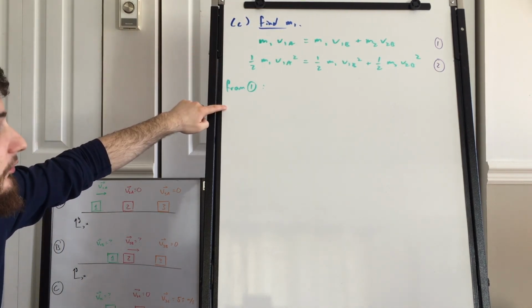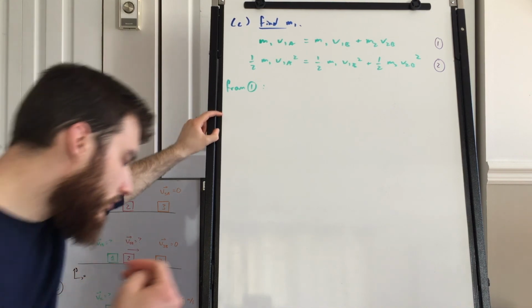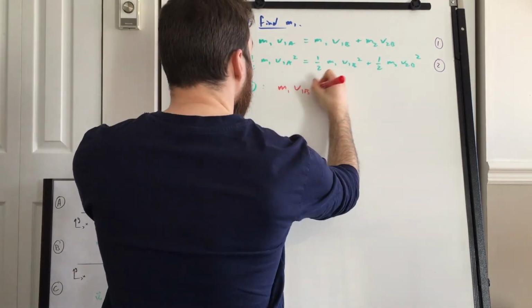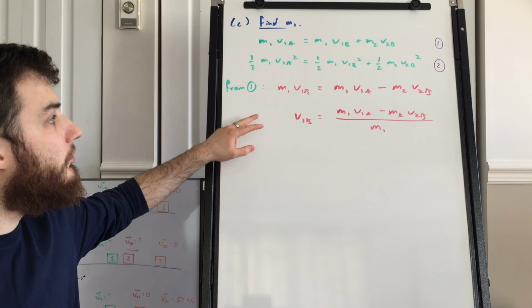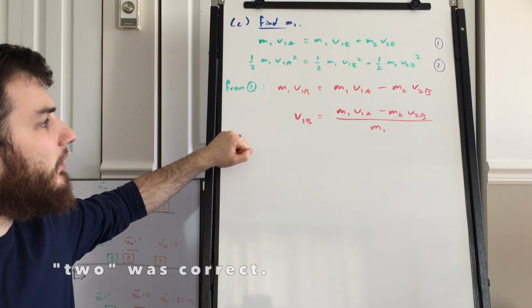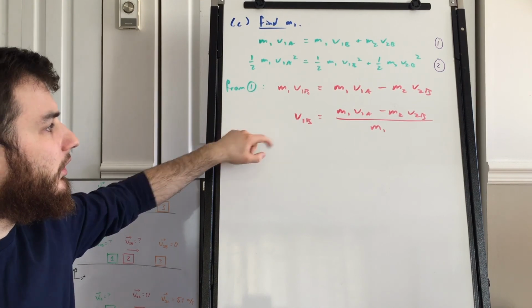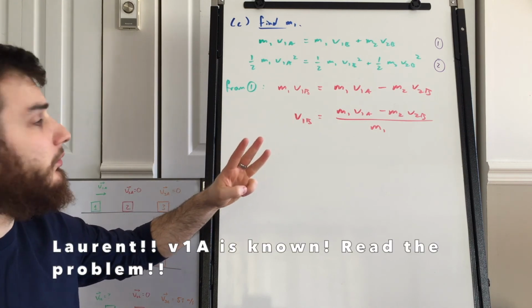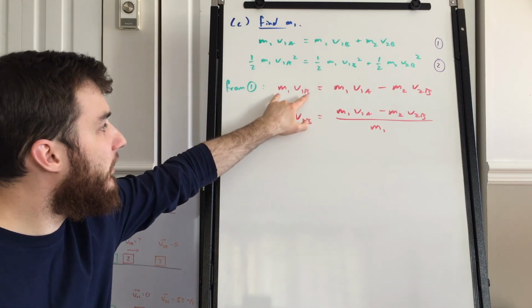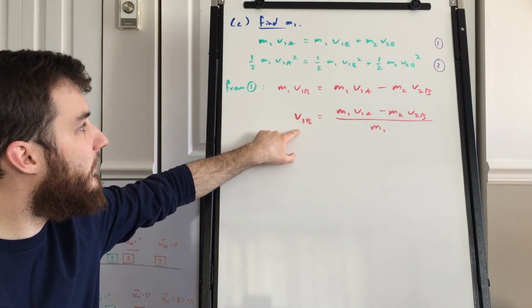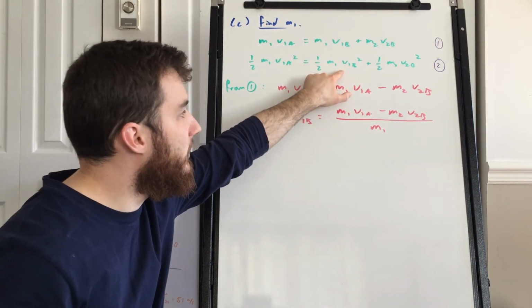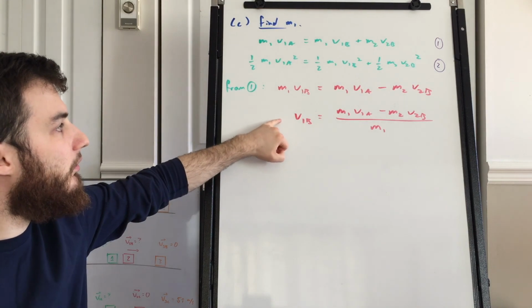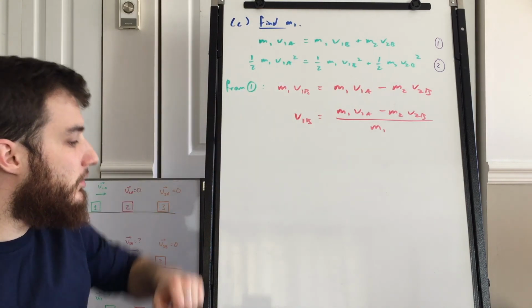First step, starting from 1, we'll just rearrange a couple things and rewrite it. We have three unknowns here, but we can get away with getting rid of one. v1b is unknown, v1a is unknown, m1 is unknown. What I did here was I solved for m1 v1b, and then v1b, because that appears in my equation number 2. So I'm going to square this and then plug it in equation 2.